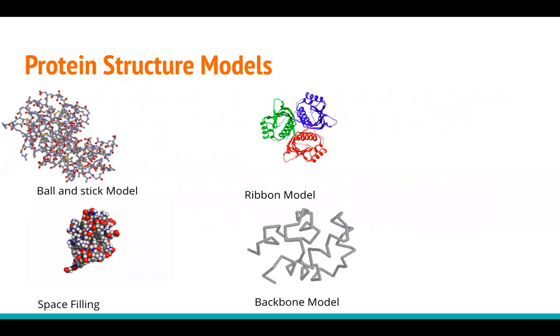You can see that the space filling, you can see all the atoms that are within a protein, but it's kind of overcrowded. And the ribbon model, you can see the secondary structure, but you can't see the R groups.